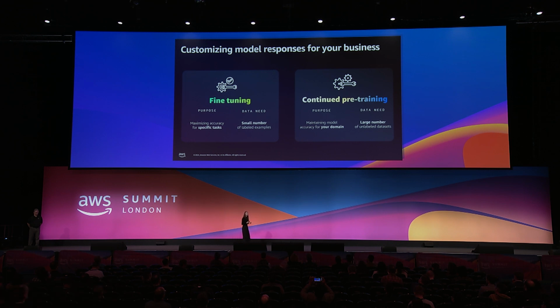And secondly, we have continued pre-training. Here we're going to provide unlabeled data. And so we're going to allow the model to familiarize itself with certain types of inputs on certain domains it might not have as much domain knowledge on yet, and so increasing the model's accuracy on that domain.